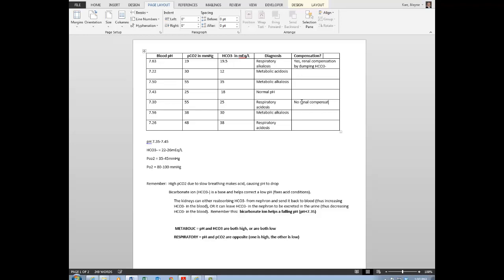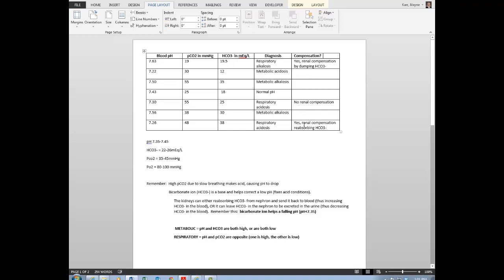Any other ones? Here we have another high bicarbonate ion, and here we have a respiratory acidosis, so we have acid conditions and a high bicarbonate ion. So that bicarbonate ion is being retained by the kidneys, sent back to the plasma to soak up the excess acid, which is occurring with this low pH. So we would say yes, we have renal compensation, which is reabsorbing bicarbonate ion. All right, so we look at some kidneys compensating.